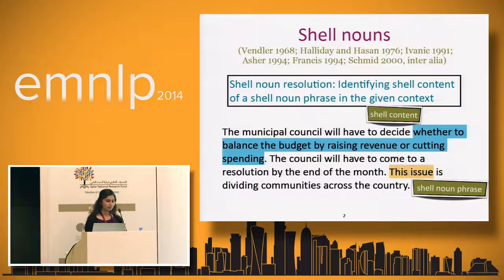Here is an example. The municipal council will have to decide whether to balance the budget by raising revenue or cutting spending. The council will have to come to a resolution by the end of the month. This issue is dividing communities across the country. In this example, the shell noun phrase is this issue, and its shell content is this whether clause marked in blue. Now, if you want a computer system to understand a discourse like this, then it is important to identify links between shell noun phrases and their shell content. We call this process shell noun resolution, and this paper is about this problem.